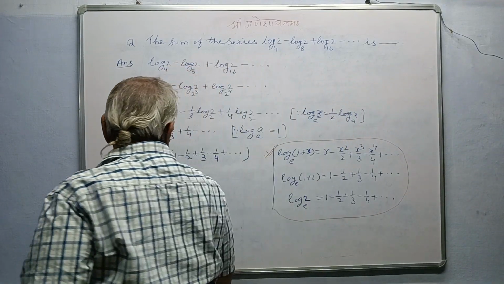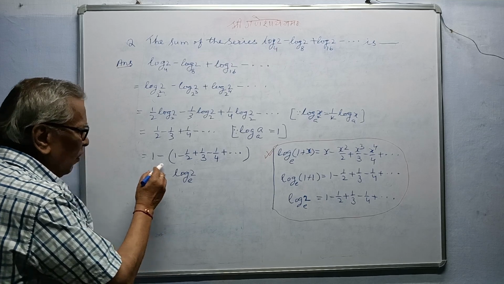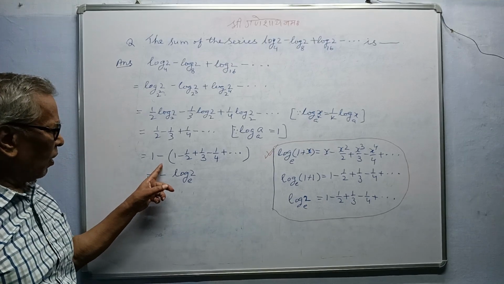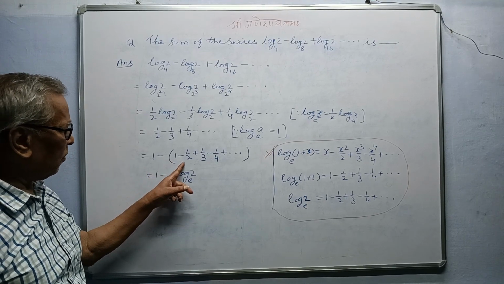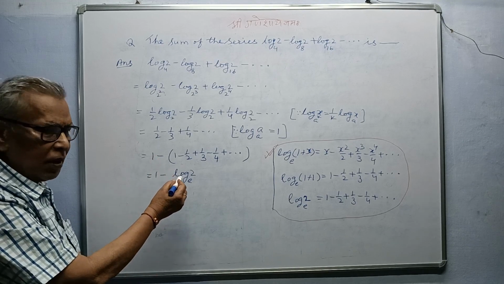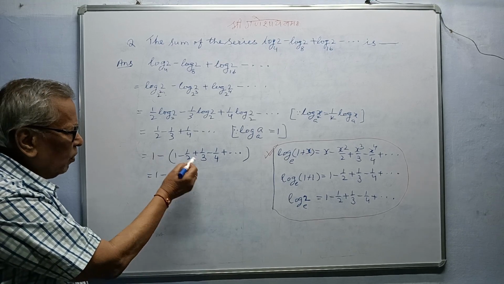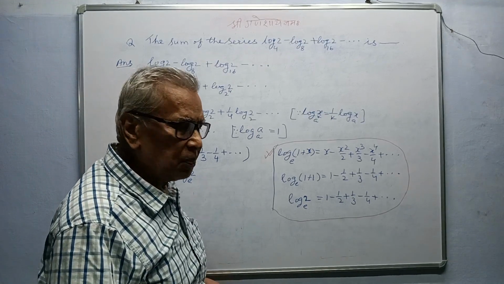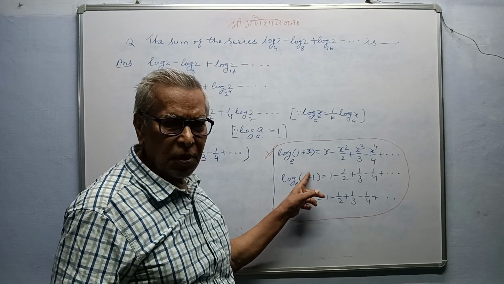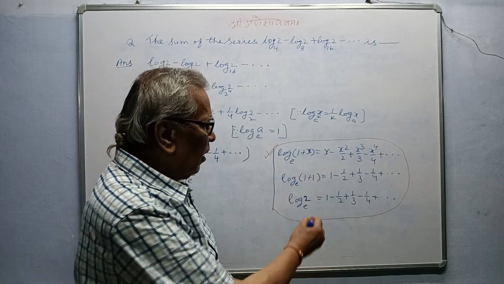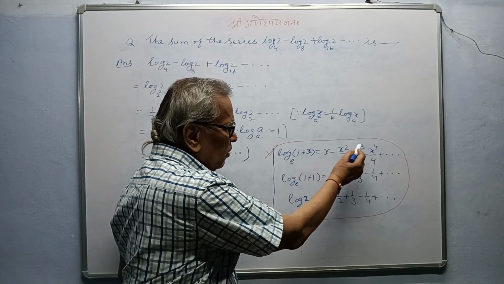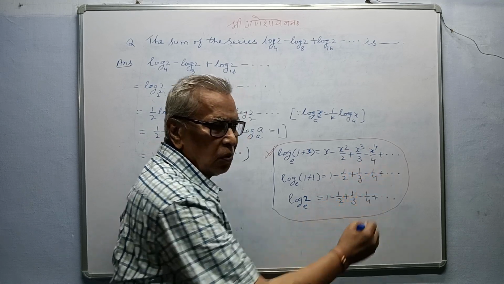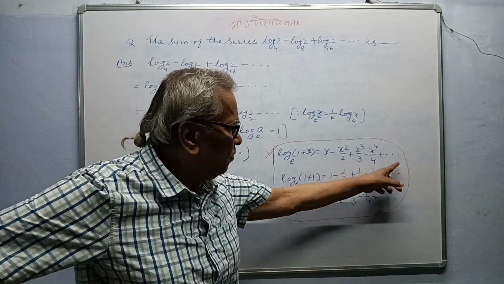This can be written as 1 minus 1 plus half, so this can be written as 1 minus half plus 1 by 3 minus 1 by 4. Because log 1 plus x to the base e is equal to x minus x square by 2 plus x cube by 3 minus x to the power 4 by 4 dot dot dot up to infinity.